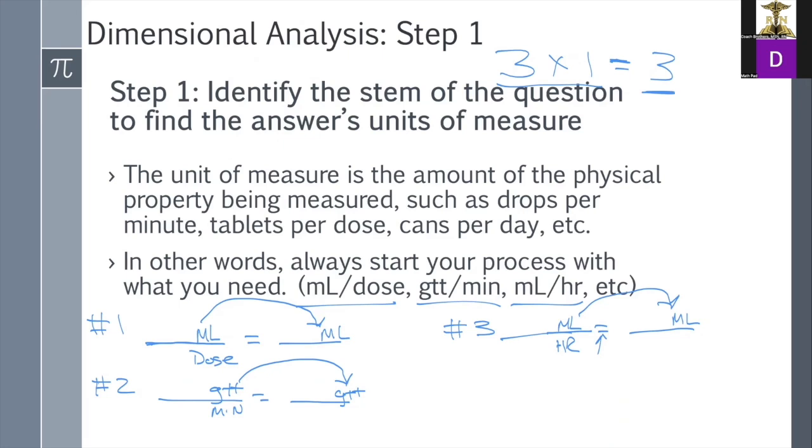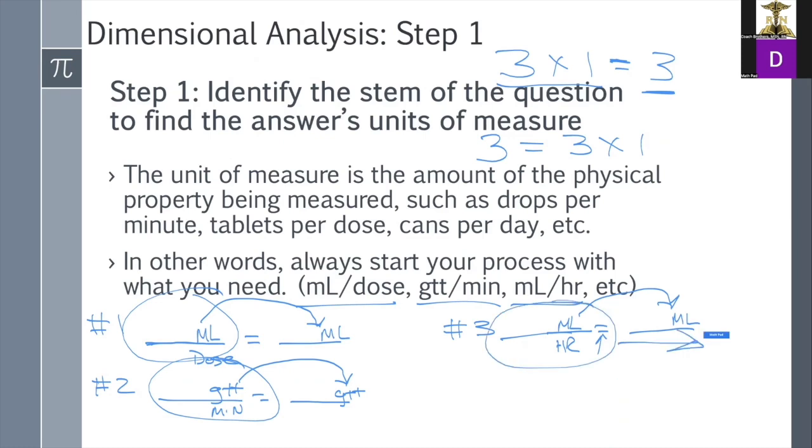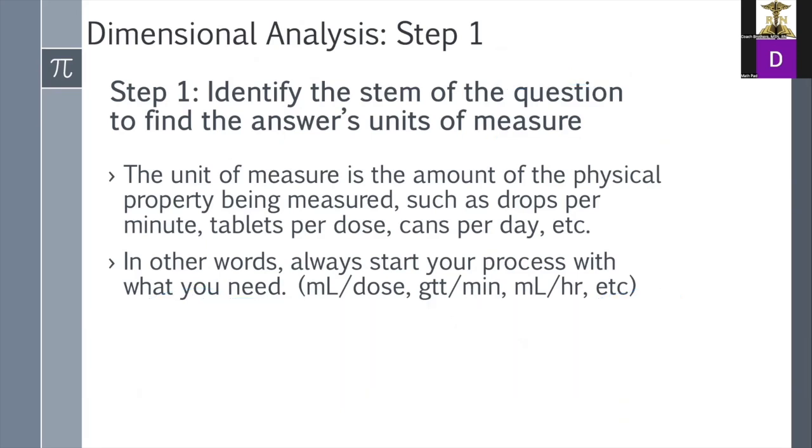For dimensional analysis, we're simply going to start with the answer, then our equal sign, and then all of the work is going to be on the other side. That's why you see us starting with milliliters per dose here, and drops per minute with the equal sign here, and milliliters per hour with the equal sign here. All the work is simply going to be found on this other side over here. Trust me, it's going to make better sense as you start to work these.